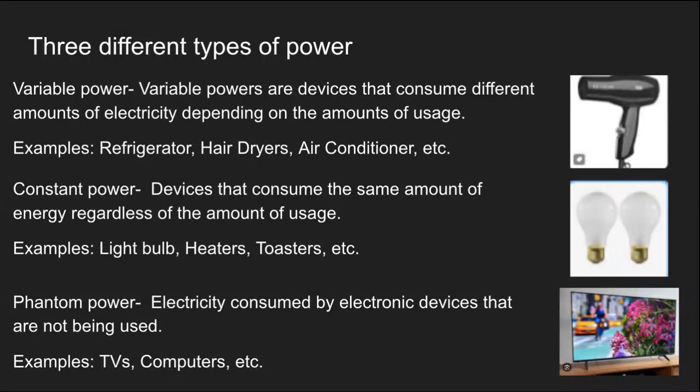The next power that I focused on is constant power, which comes from devices that consume the same amount of power regardless of usage, like light bulbs, heaters, or toasters. And the last was phantom power, which is electricity consumed by devices that are not being used. Some examples of this are TVs and computers.